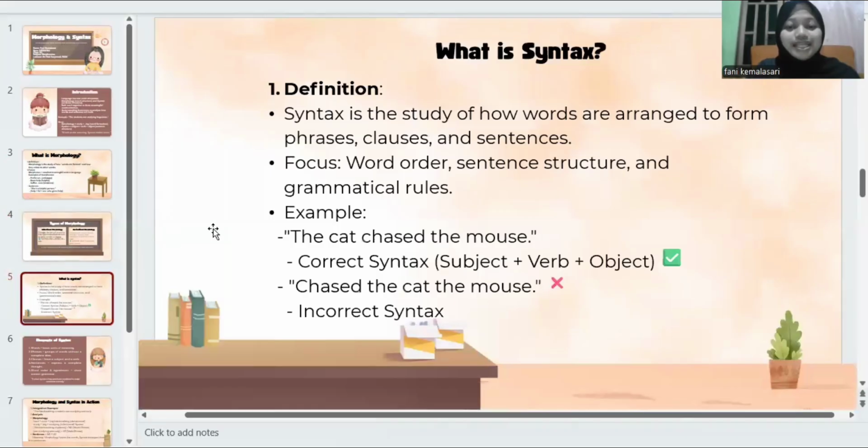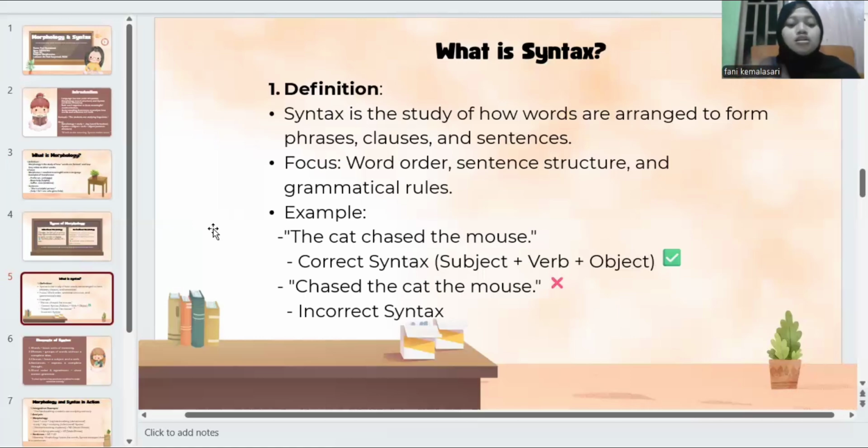There is what is syntax. Now let's move on to syntax, the part that makes your sentences sound natural and correct. Syntax studies how words are arranged to form phrases, clauses, and sentences. It's all about word order and structure. For example, the correct one is the cat chased the mouse. And the wrong example is chased the cat the mouse. The same words, but the order changes everything. That's why syntax is so powerful. It gives our sentences sense and structure.